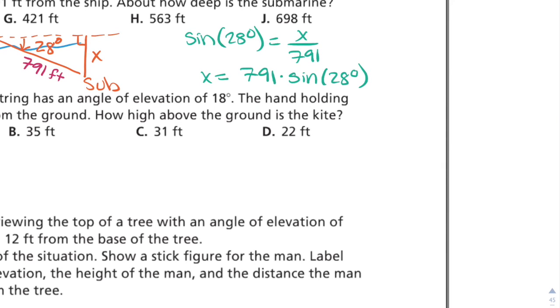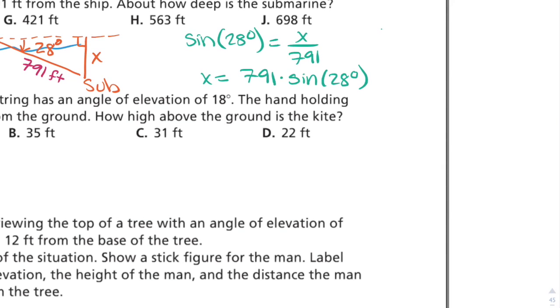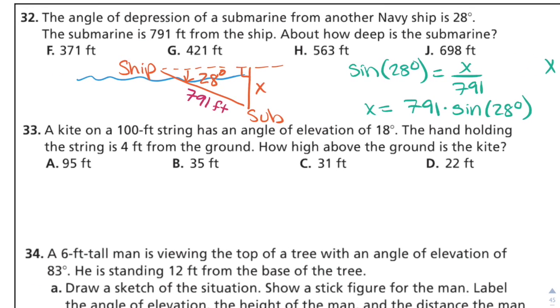791 sine of 28 is x, which is approximately 371.35 feet. So it looks like it is 371 feet deep. All right.